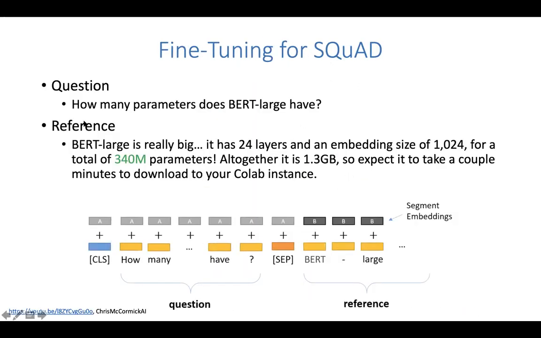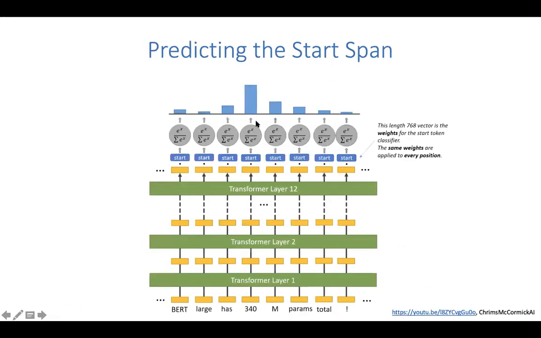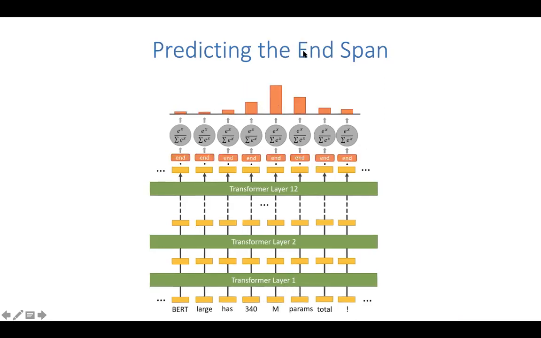So the question is, how many parameters does BERT have? And the answer is here: 340 million, which is 340 million parameters. So this is a piece of the reference text, and there's 340 million params total. The start of the span should be here, and the end of the span should be here. That is how you fine-tune your BERT.